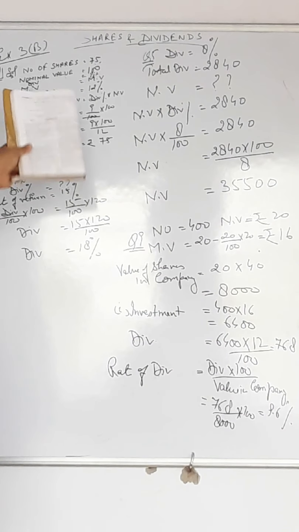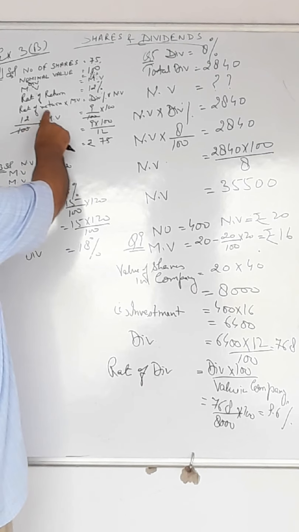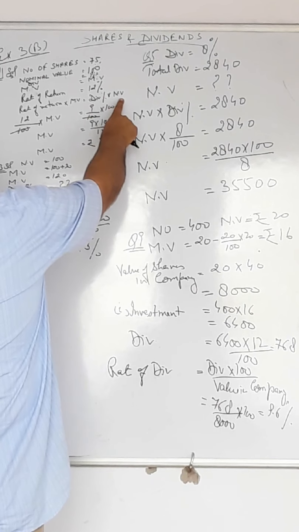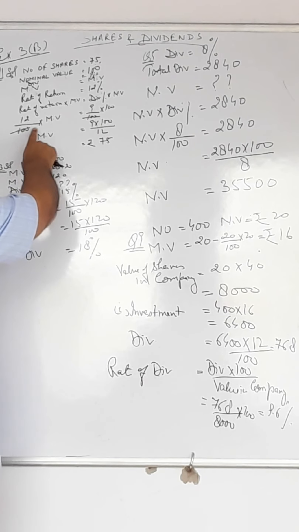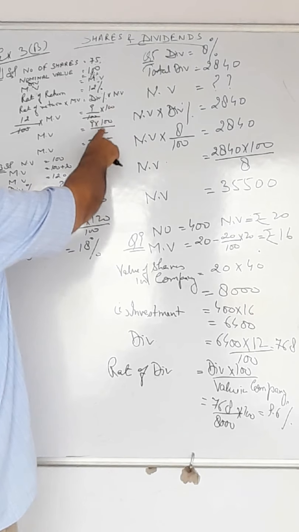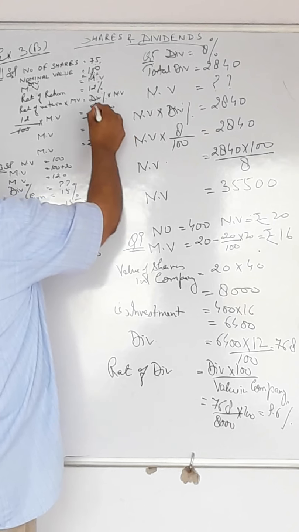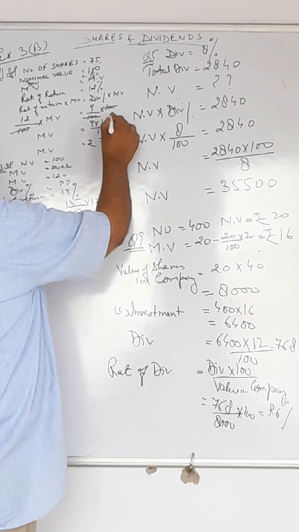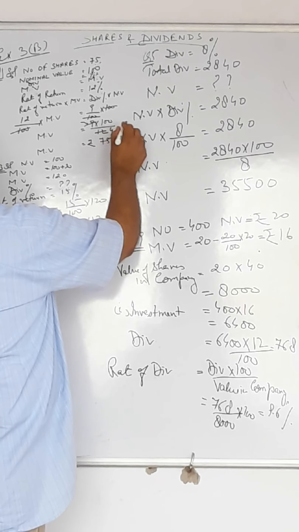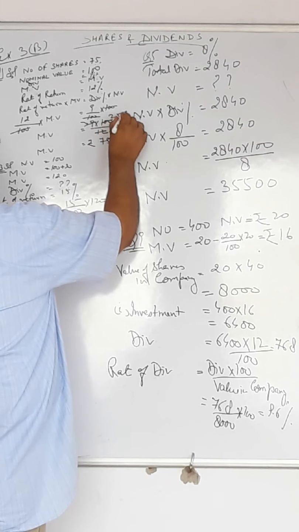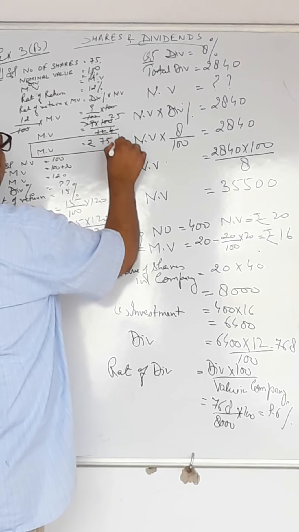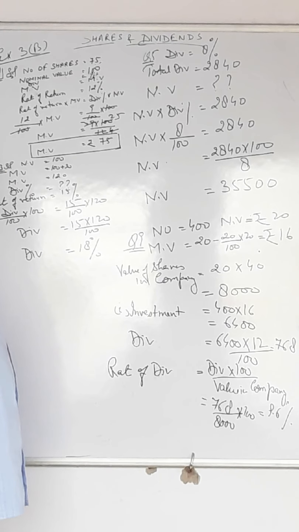So rate of return required is 12%. Rate of return into market value equals dividend we are getting from the company into nominal value. 12% required, market value unknown. 9% dividend, nominal value is 100. So on solving it, 9 upon 100 into 100, 100 cancel. 3 3s are 9, 3 4s are 12. So 4 into 25, 25 3s are 75. Market value of one share should be rupees 75.